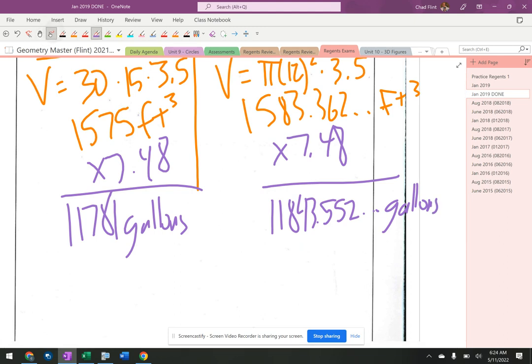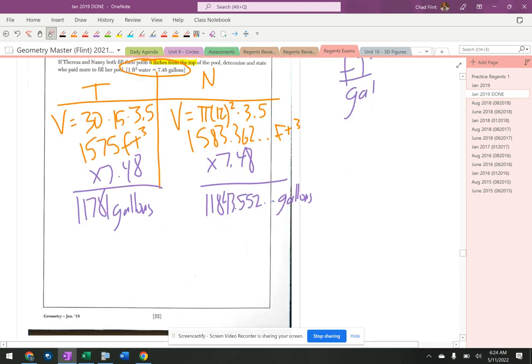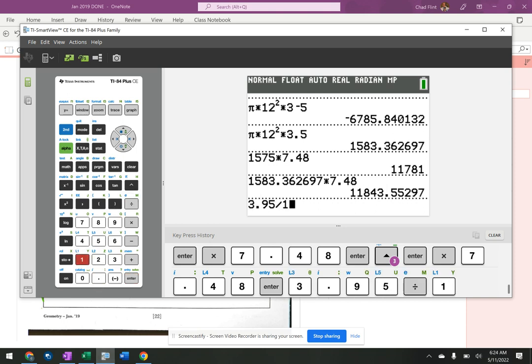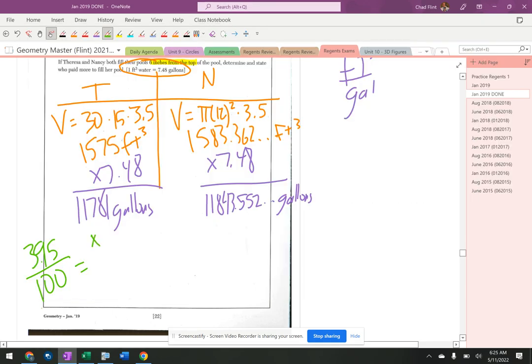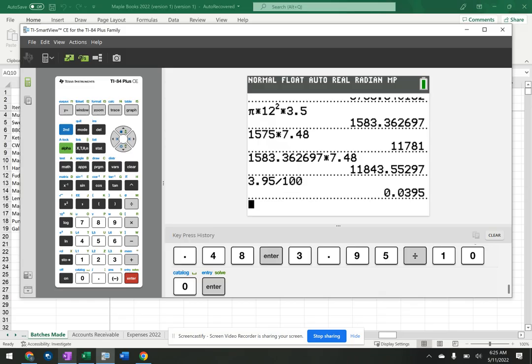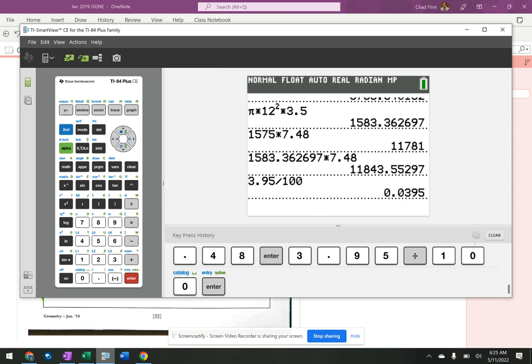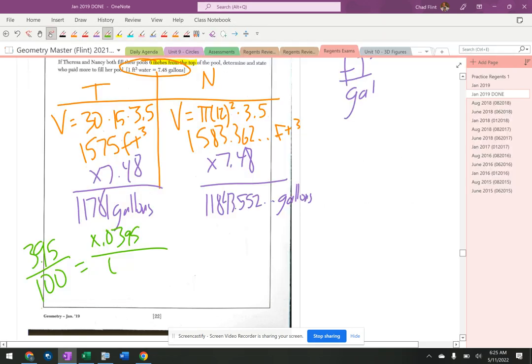All right, so the money is weird. It's not listed as a per gallon price. It's listed as $3.95 for 100 gallons of water. So this person has to pay $3.95 for 100 gallons. If I divide 3.95 by 100, I'll know how much they pay per gallon. They pay about 4 cents per gallon. So this is going to be times 0.0395 to figure out how many dollars this person pays: $465.35.